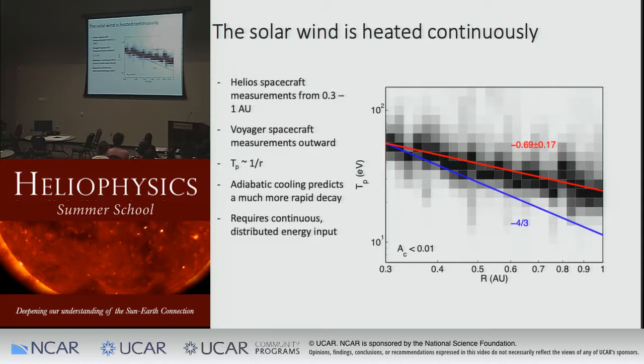Whereas if the solar wind were just expanding adiabatically, it would fall off like R to the minus 4/3. Okay, so we know we're not just having adiabatic expansion. There's heating. There's continual heating going into the solar wind as it evolves outward.